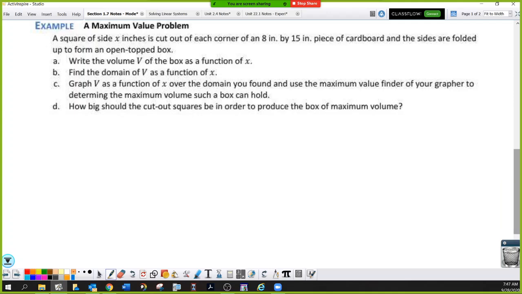So we started off with a piece of cardboard. You know what? I'll make it brown because cardboard's usually brown. Picture not drawn to scale because I'm not an artist. But here we have a piece of cardboard. And we said this cardboard is 15 by 8. Like so. Now a machine comes around and it stamps a square of unknown size out of each corner.